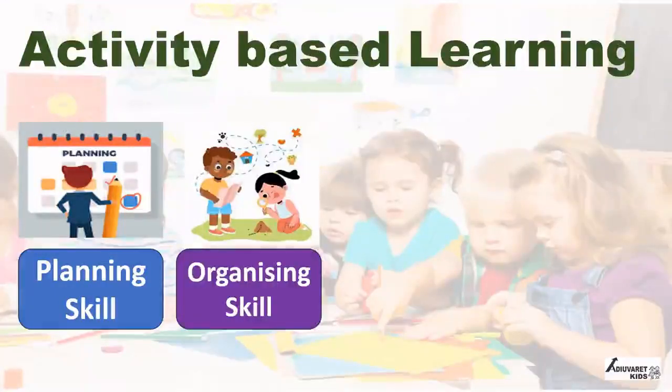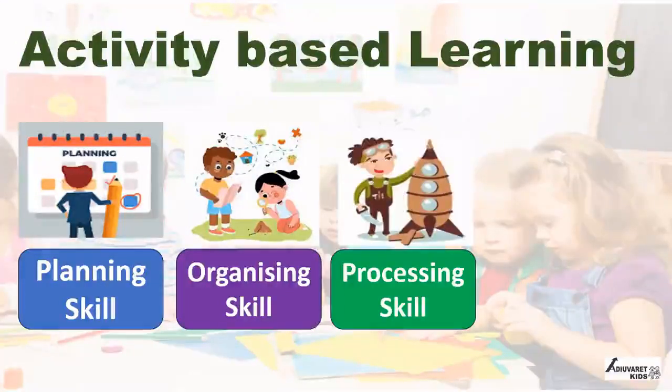Next skill, the second component of activity-based learning, is organizing skill. Organizing skill again has multiple subcomponents, and organization skill talks about how a child organizes various components of activities or various materials of that particular activity to make sure the activity is being done in the right perspective.